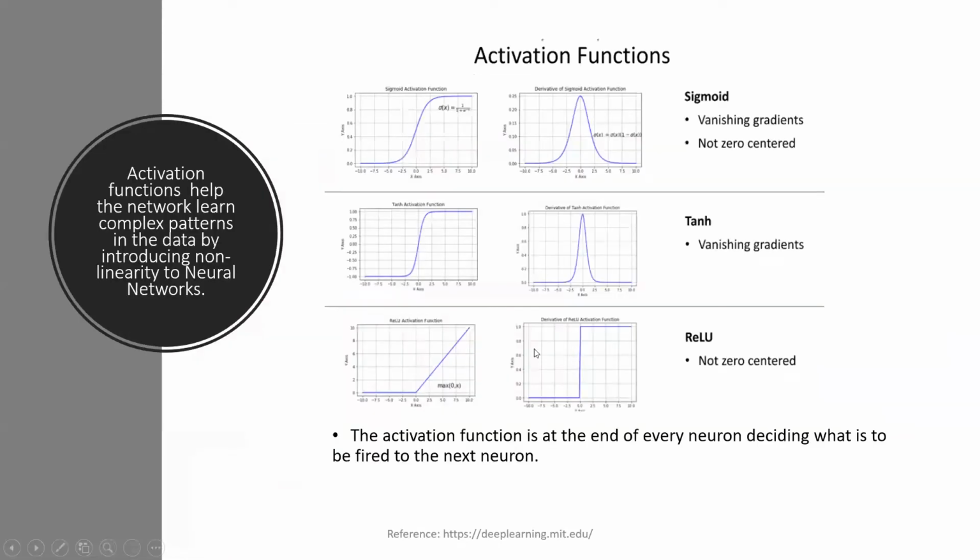I've been talking about activation functions. I think you heard me talking about them. What are activation functions? These help the network learn complex patterns in the data. The layers you build, you're going to put activation functions on them. How do they learn complex patterns? By introducing a non-linear aspect to the neural networks. The activation function is always at the end of every neuron, deciding what is to be fired to the next neuron.